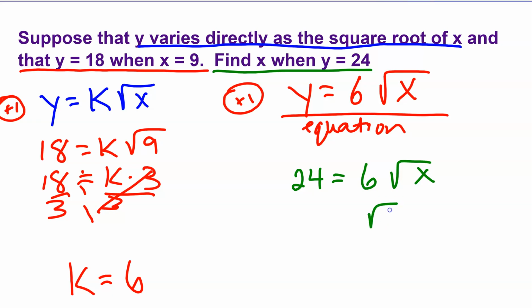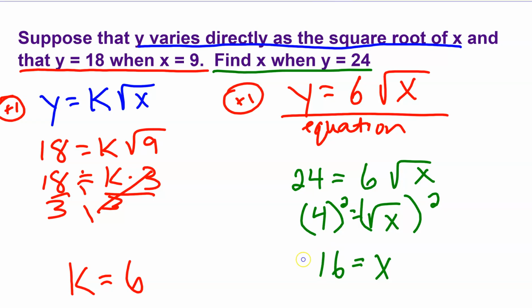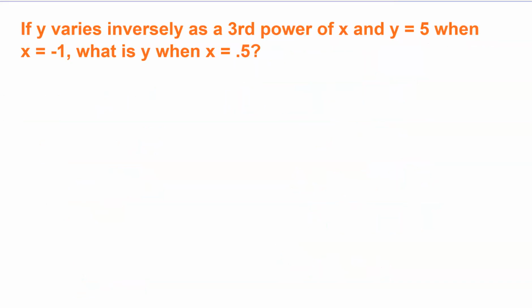So I'm going to divide by 6 to get 4. And then I'm going to square it, because that's how I get rid of a square root. So x is going to end up to be 16. So that's your next point. X can't be negative 16, because when you put it under a square root, you can't have a negative under the square root. So there is varying directly.